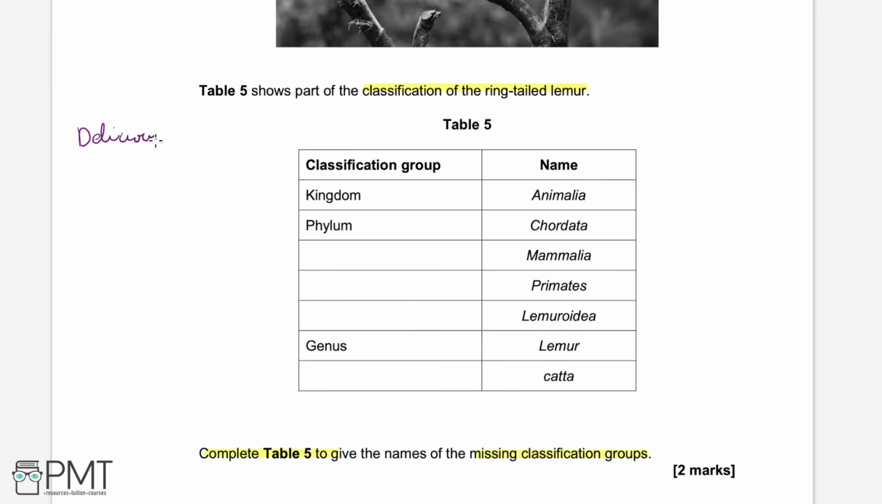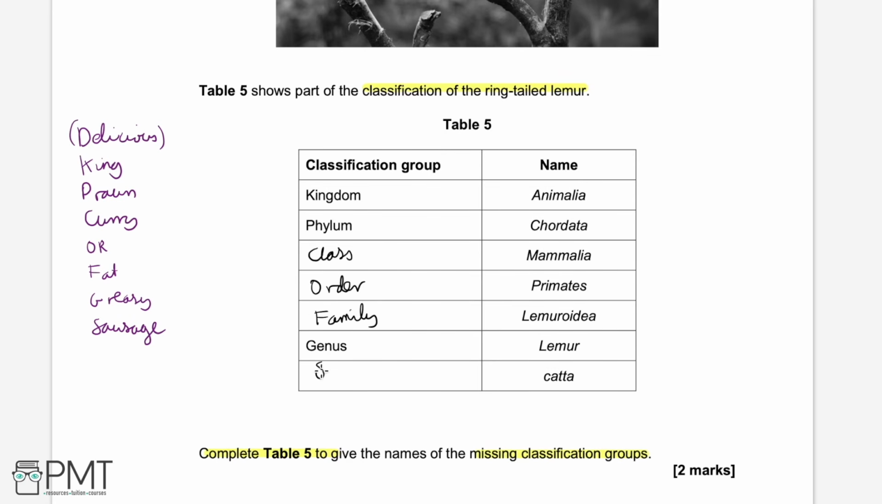Well, the best way to remember classification groups, I find, is a mnemonic. For example, this one on the left. Delicious king prawn curry or fat greasy sausage. Now in fact, you can ignore the first of these, delicious, which stands for domain, but the rest stand for kingdom, phylum, class, order, family, genus, species.